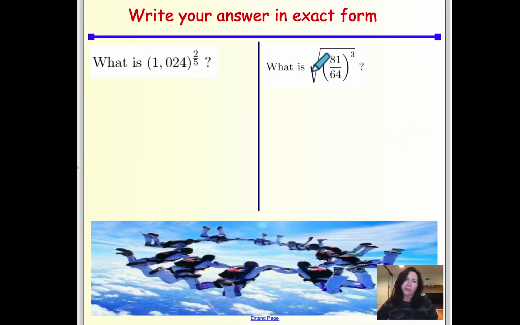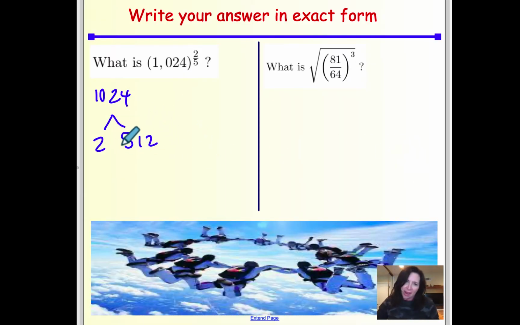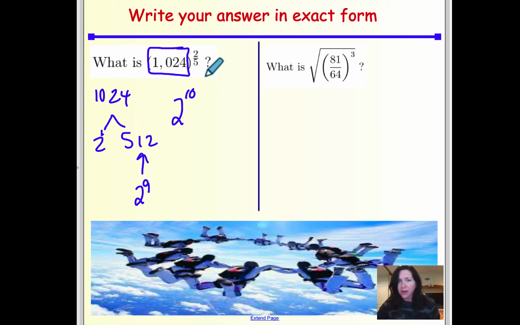For the next problem, it says write your answer in exact form. So 1024, just start dividing by twos. If I break 1024 down by 2, that's going to be 512. And we just did 512, which was 2 to the 9th power. We already know that. So this value here is 2 to the 9th power, and then we have another 2. So 1024 is actually 2 to the 10th power.